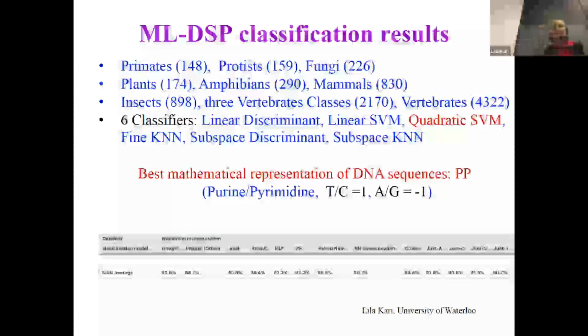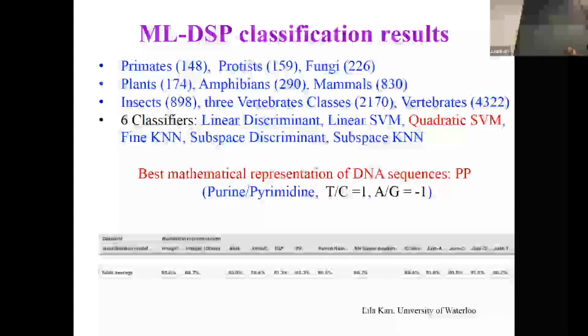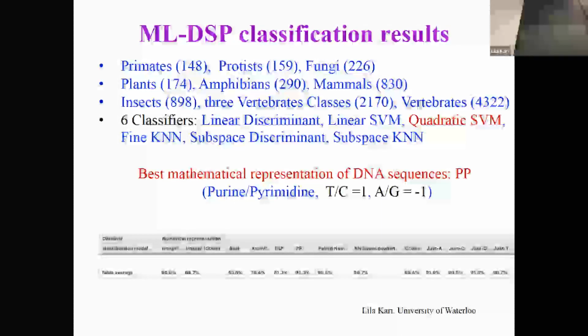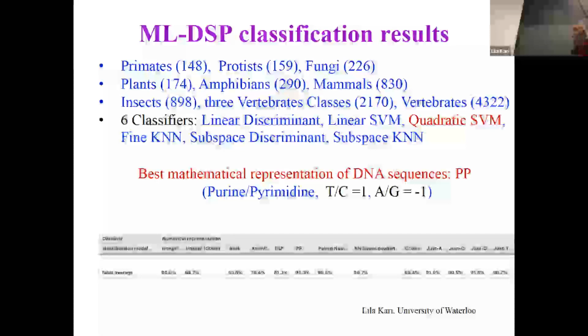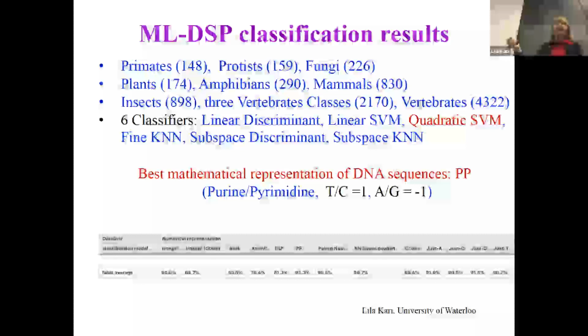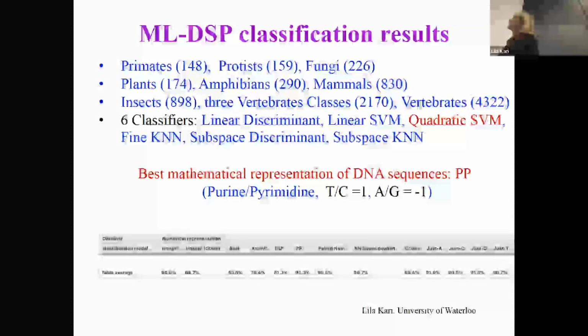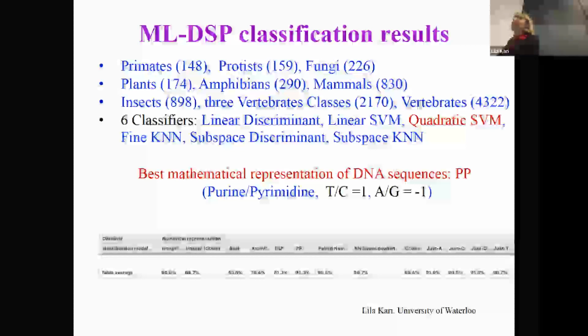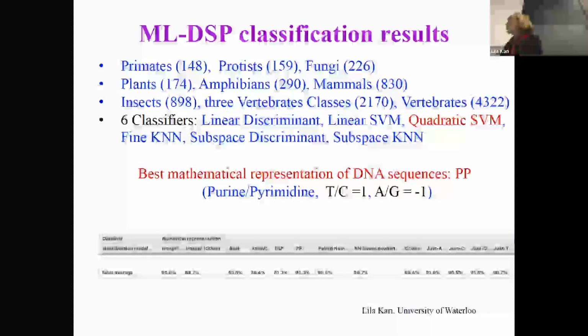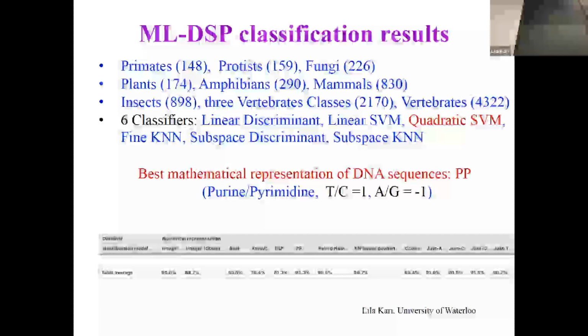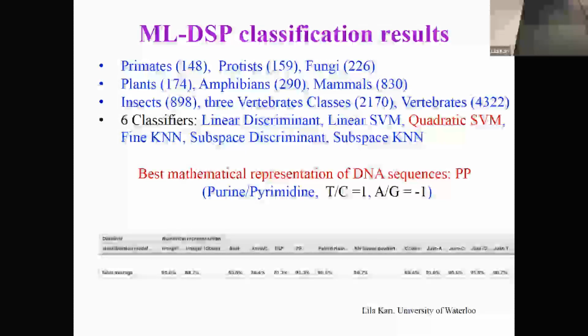We had lots of data sets of all kinds: primates, fungi, plants, amphibians, insects, vertebrates, and so on. We tried 6 different classifiers, and we tried all the mathematical representations, and we averaged over everything. The best classifier for these data sets was quadratic SVM, and to our surprise, the best mathematical representation was where T and C were given value 1 and A and G were given value minus 1. This is not intuitive, because you'd figure that you lose some information, but this one was the best. The average accuracy was 90.7.